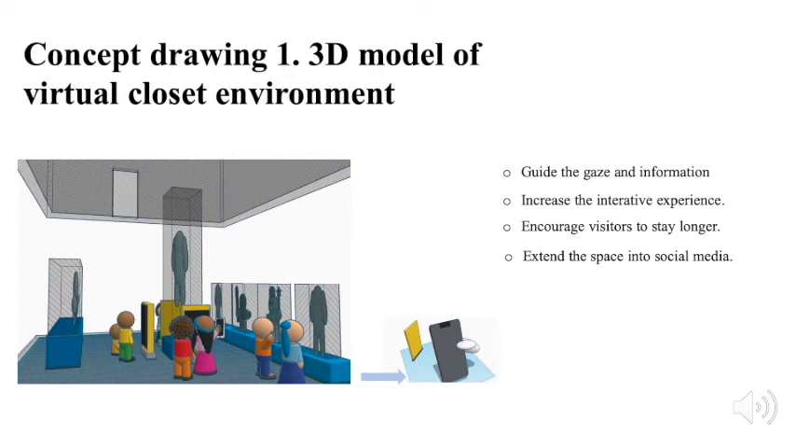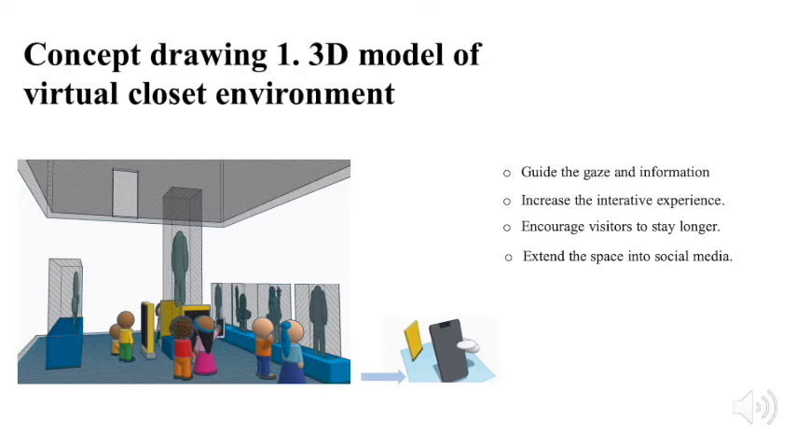This is concept drawing 1, the 3D model of the virtual clothes environment. As we have demonstrated before, when the visitor walks into the showroom, they will immediately find the machine on the floor. On those machines, they will find the detailed 3D model of the demonstrated clothes. They could also use this machine to make their own body models. They can put the 3D models on their cell phone and share them on their social media.